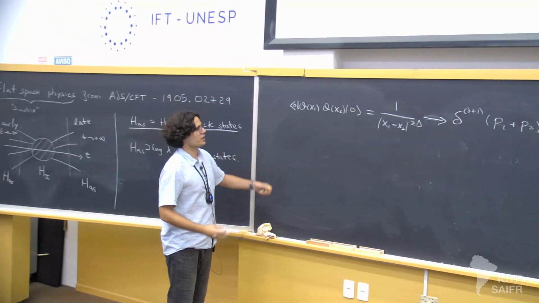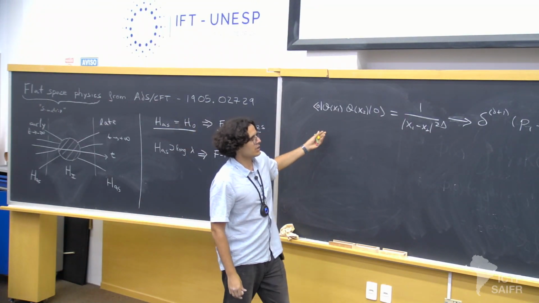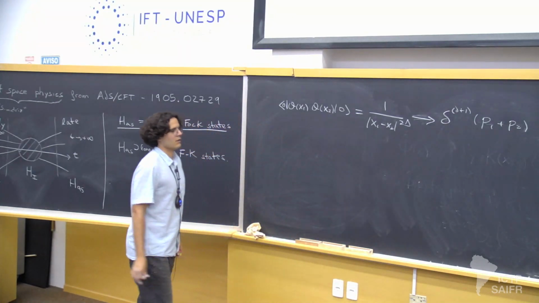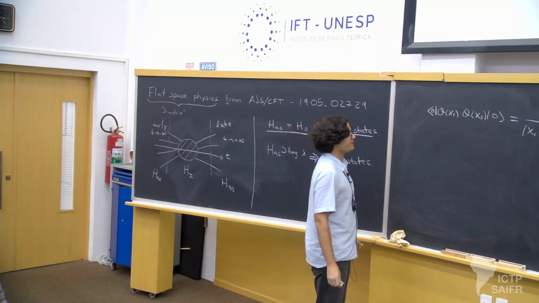Again, I won't bore you with the three-point function. With the three-point function, it's exactly the same. You can take the three-point function, put it in there, and you will get a momentum-conserving delta function for three momenta. They can be massless, they can be massive, they can be whatever you want.